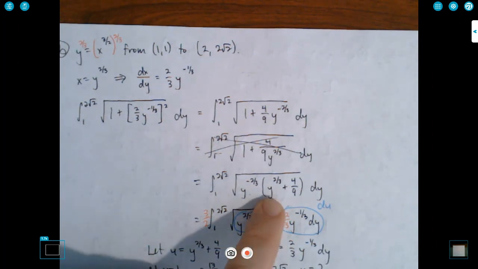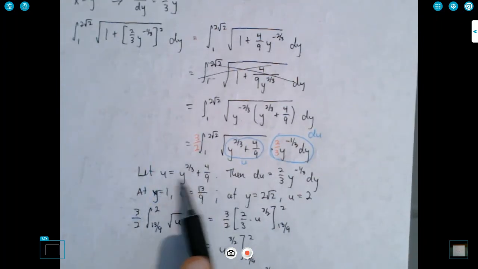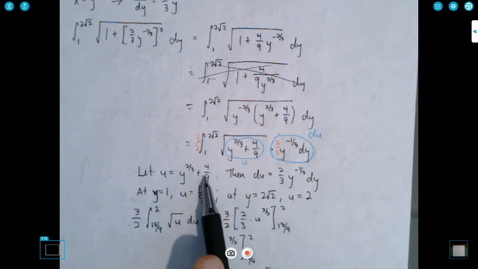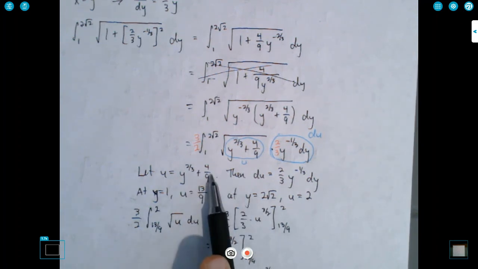u is y to the 2/3 plus 4/9, and du has y to the negative 1/3. That looks good. Was it my limits of integration? Maybe it was the limits of integration. At y equals 1, u would be 1 plus 4/9. That's 9/9 plus 4/9, so that's 13/9. That's okay. At y equals 2 root 2, maybe this is what it was. Ah, yeah, I forgot to add the 4/9.